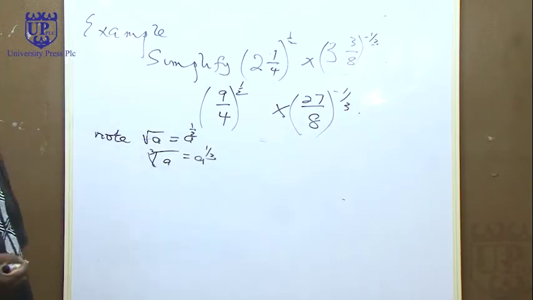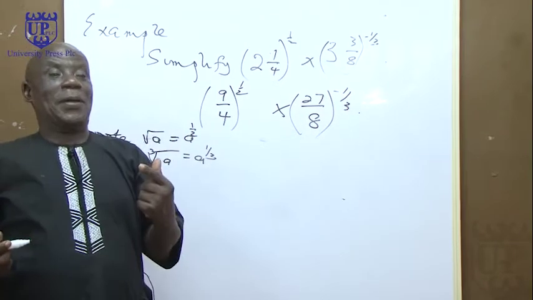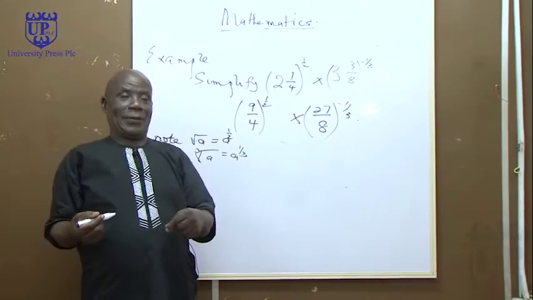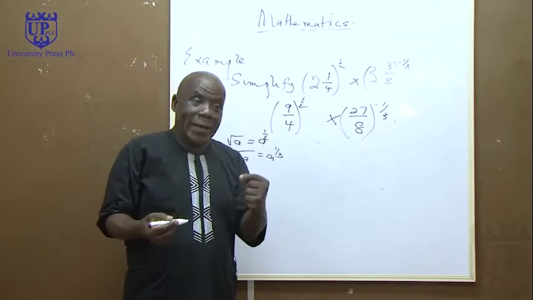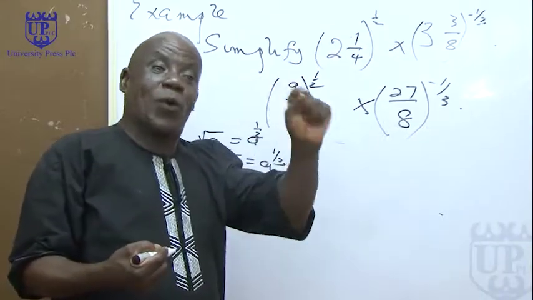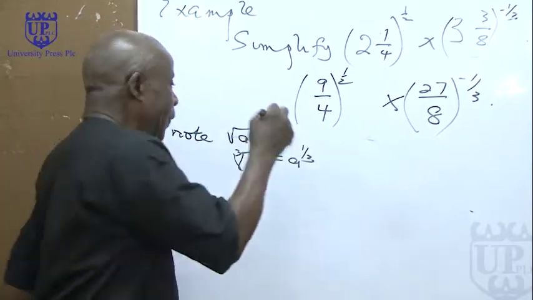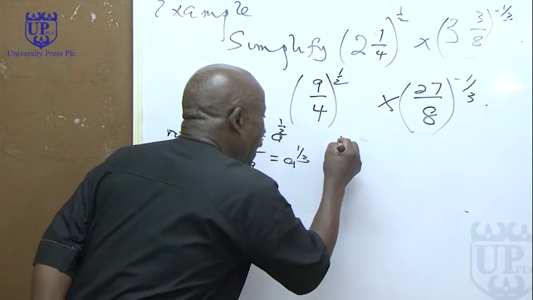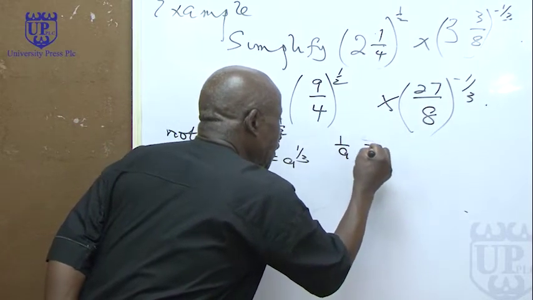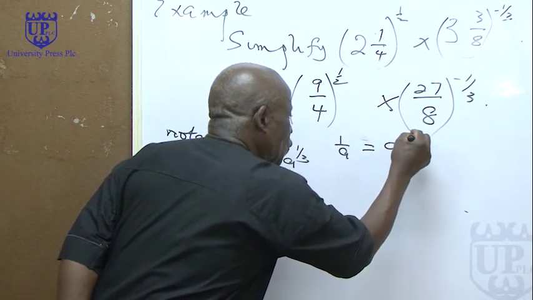Not only that, the inverse of a number is 1 over that number. The inverse of a is 1 over a, which is the same thing as a raised to power minus 1. That is, 1 over a equals a raised to power minus 1.